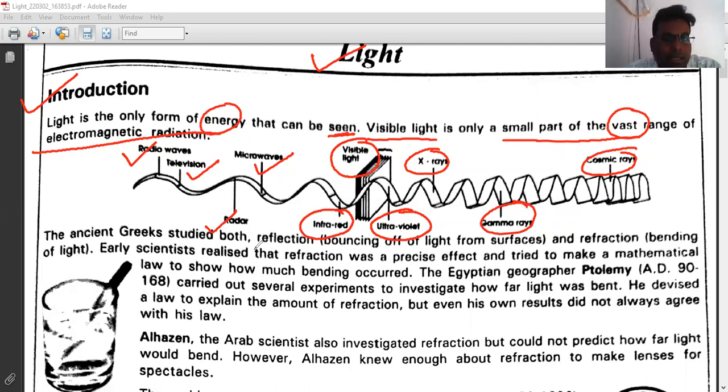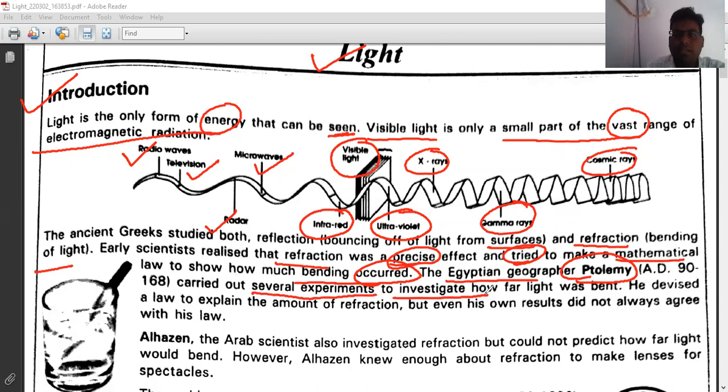In ancient Greece, scientists studied both reflection, the bouncing off of light from a surface, and refraction, the bending of light. Early scientists realized that refraction was a precise effect and tried to make a mathematical law to show how much bending occurred. The Egyptian geographer Ptolemy carried out several experiments to investigate how far light was bent. He devised a law of refraction of light, but even his own results didn't always agree with this law.